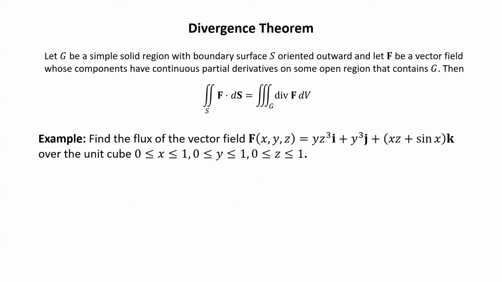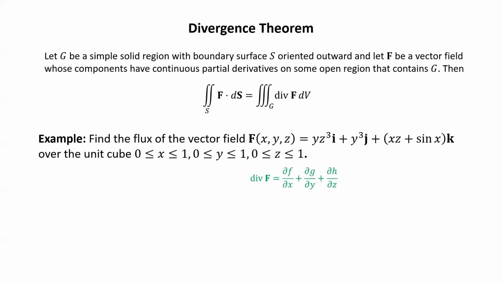Let's try another example. Again, pause the video, try this yourself, and then resume the video to check your answer with mine. Find the flux of the vector field F of x, y, z equals yz cubed i plus y cubed j plus xz plus sine x k over the unit cube where x, y, and z are each between 0 and 1.